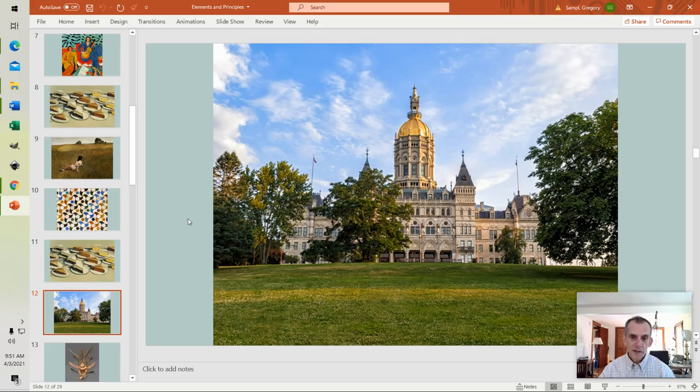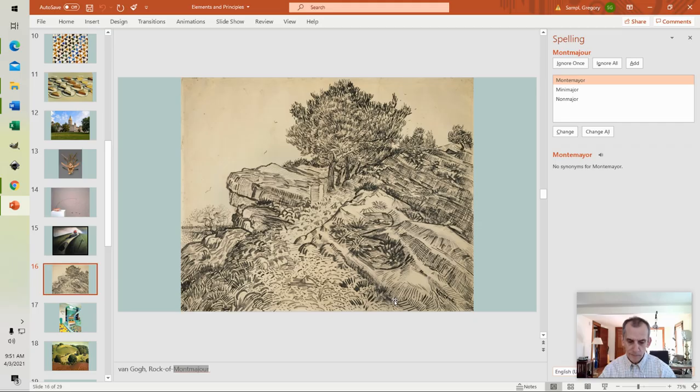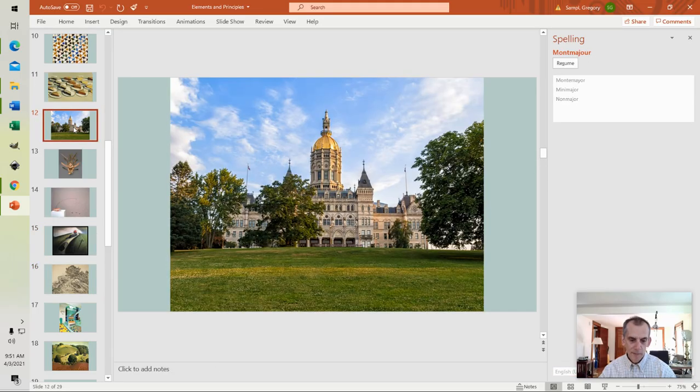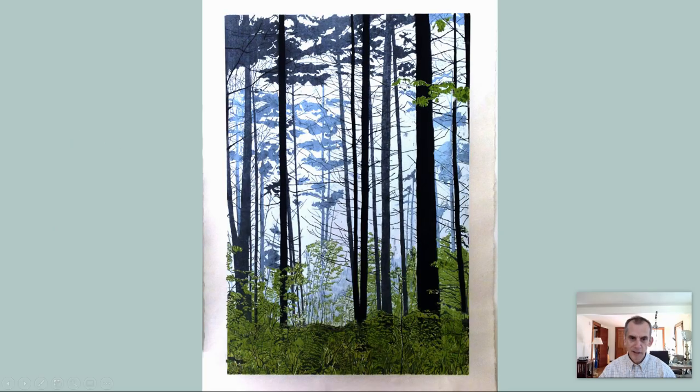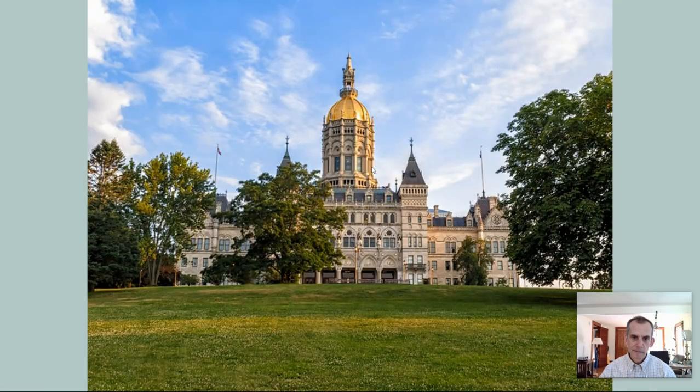Okay, so we might, here's our state capitol here. Let me get it larger. Whoops. Wrong button, F5. Come on. There we are, okay.